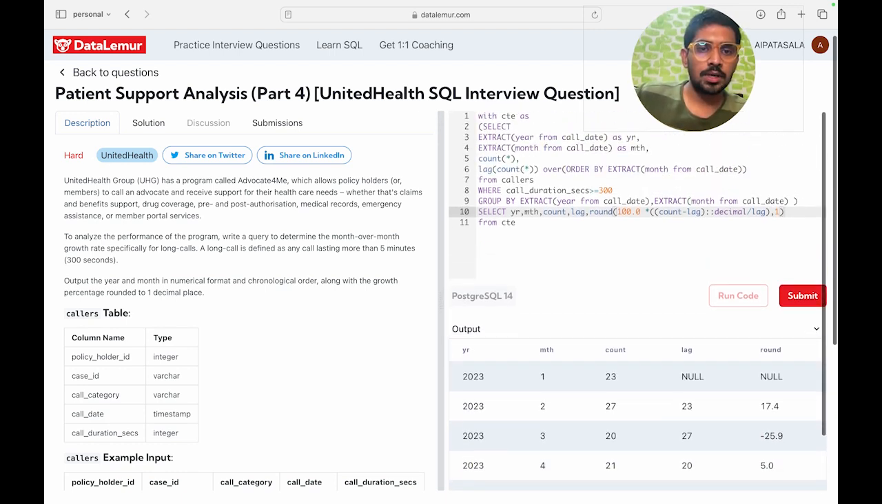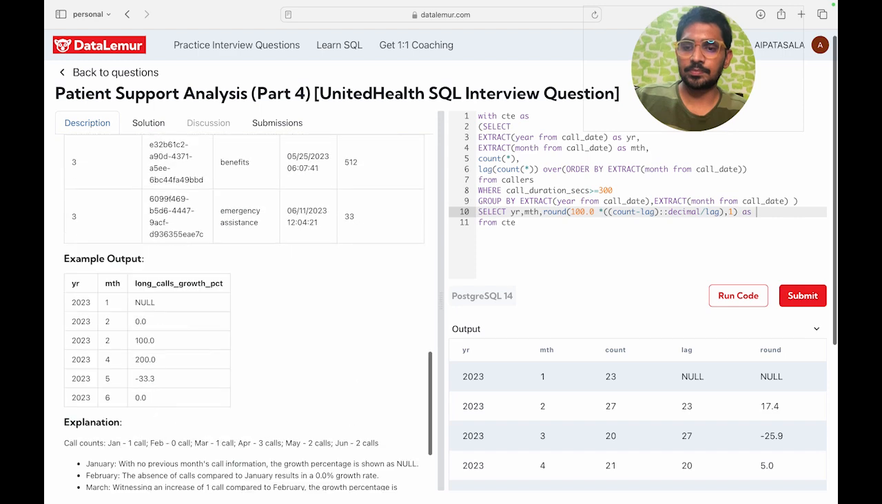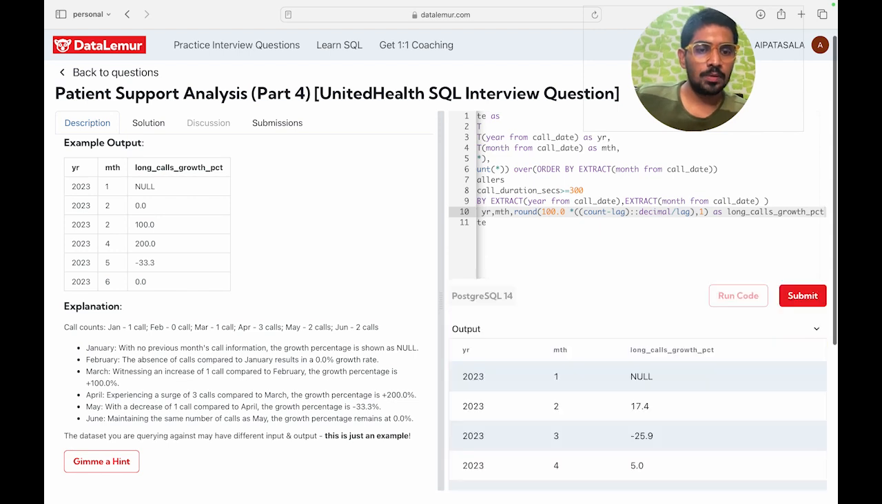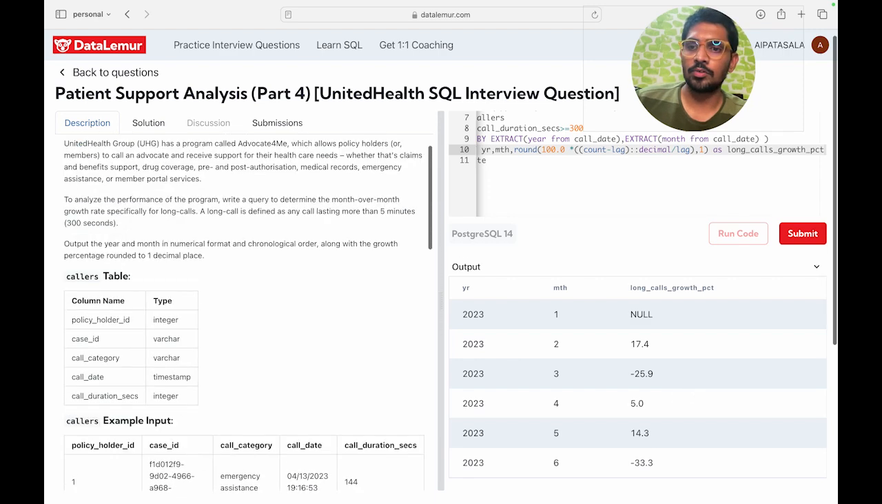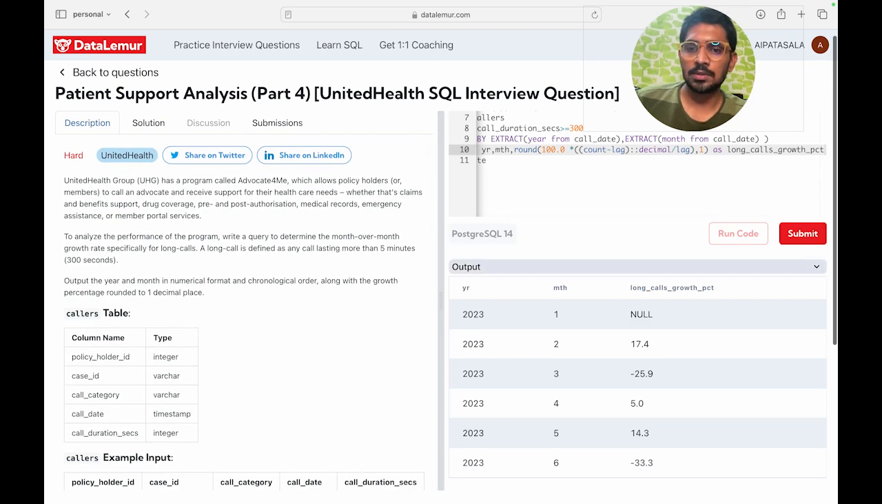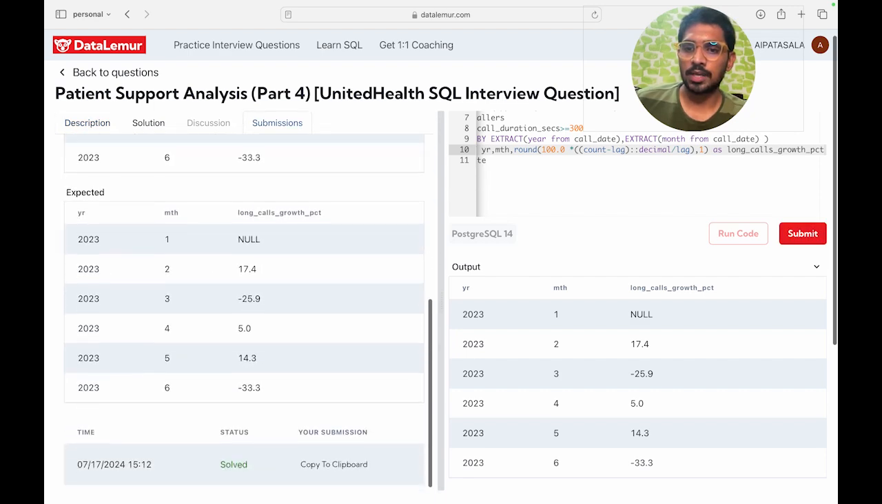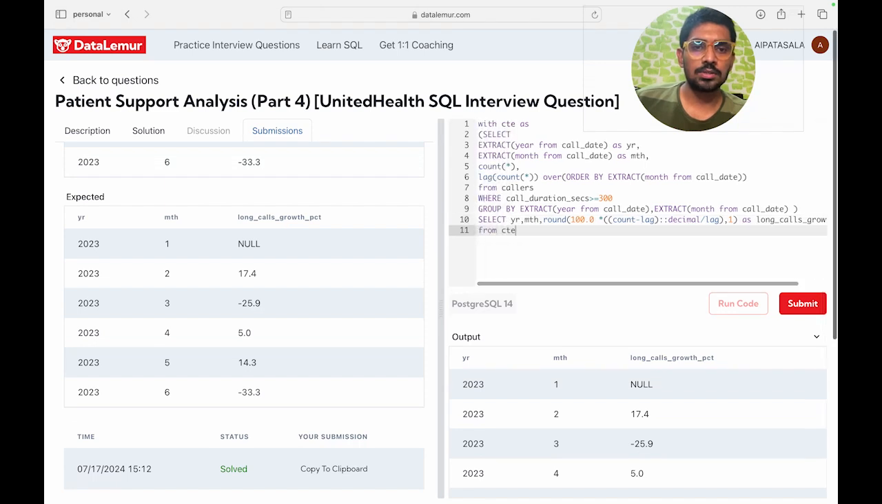So we don't need count and lag now. We just need this as long call growth percentage. Alright, 6 months in chronological order. It is ordered directly. We don't need to order by this. So let us check the solution now. Yeah, solution has been accepted.